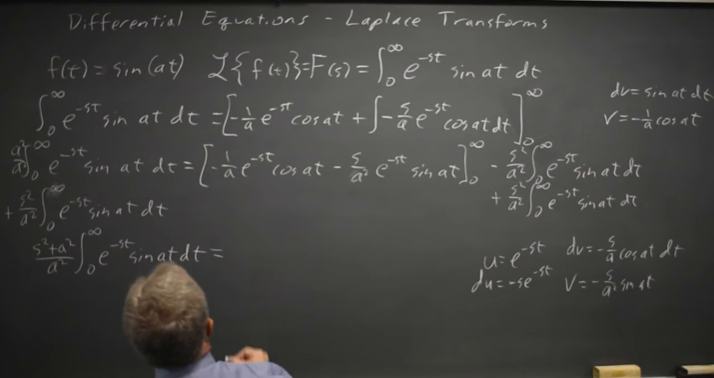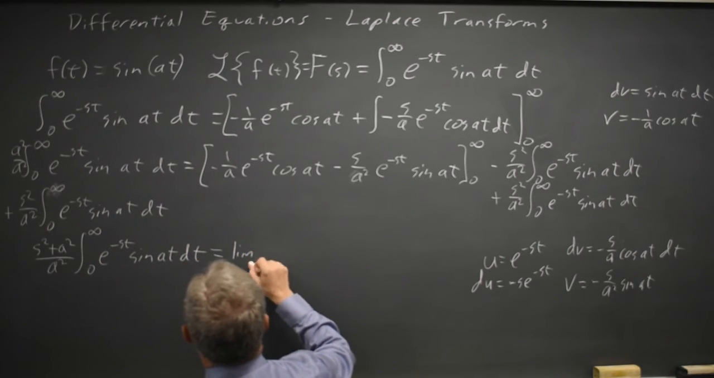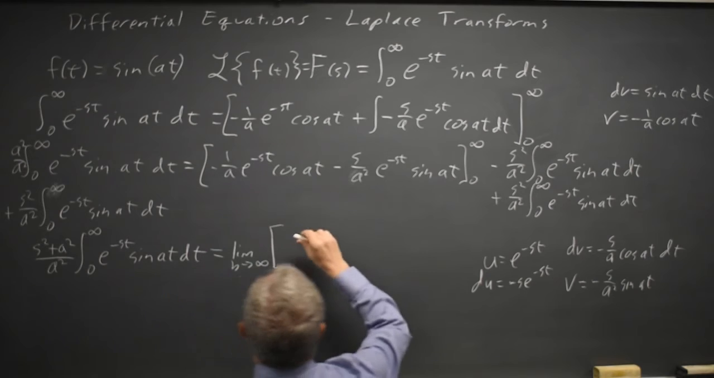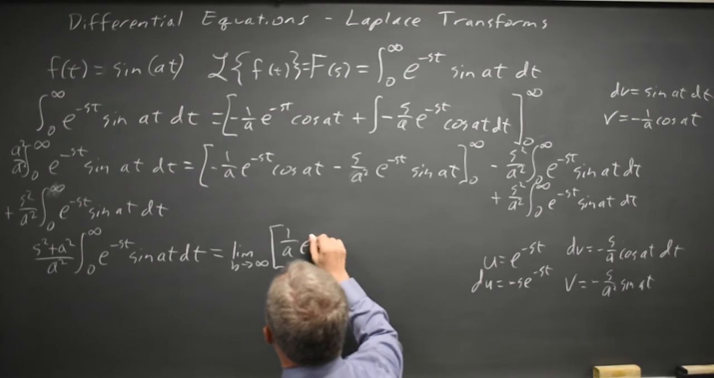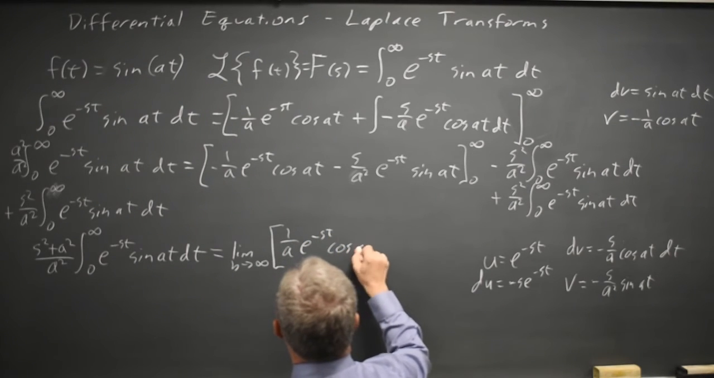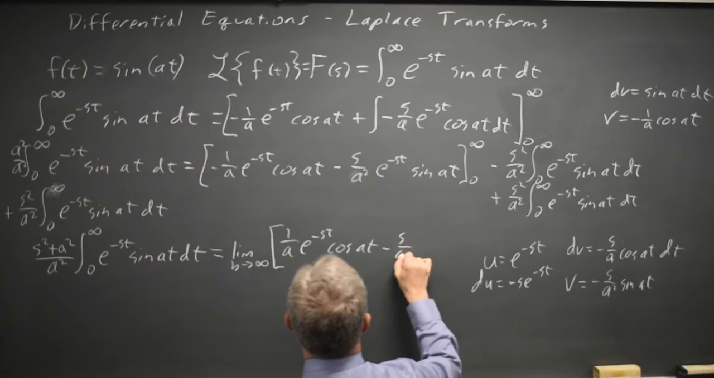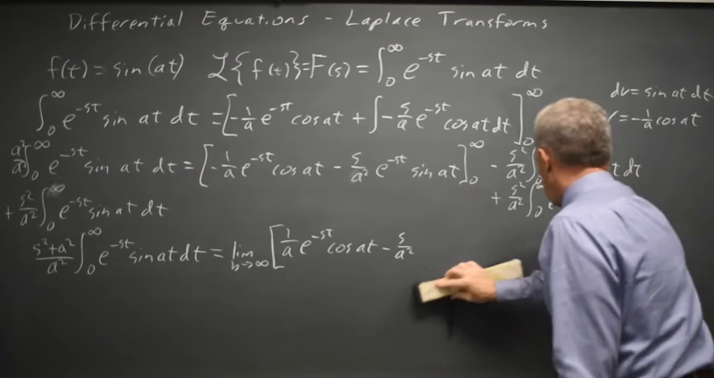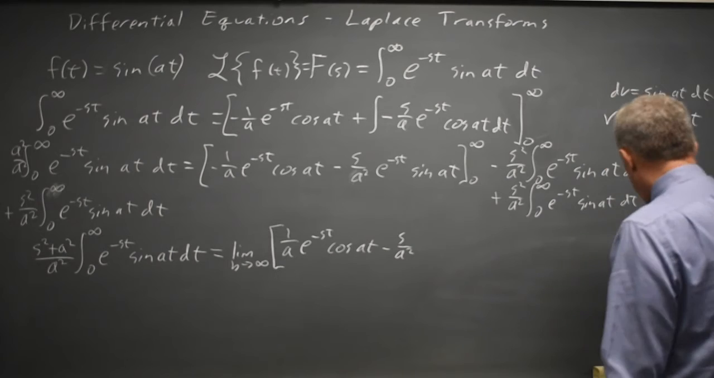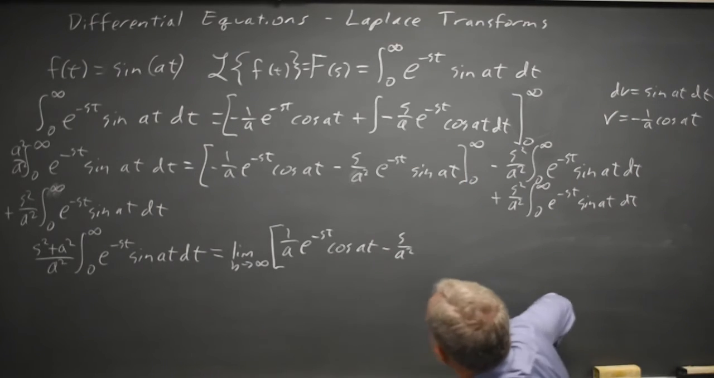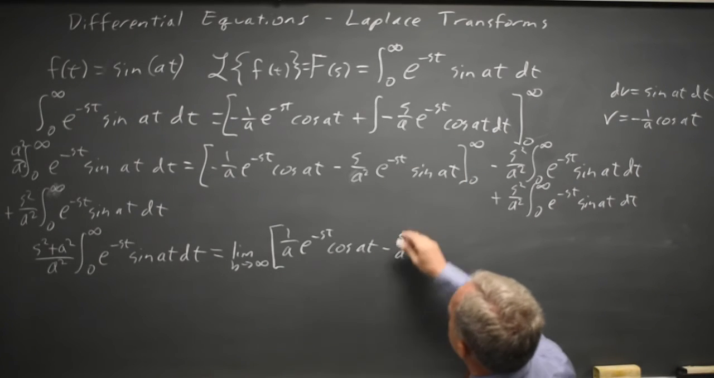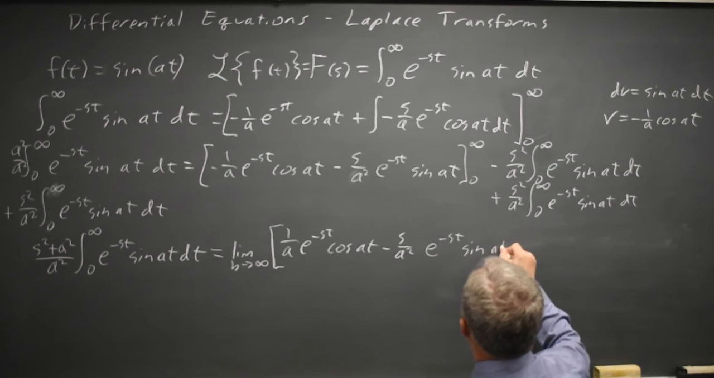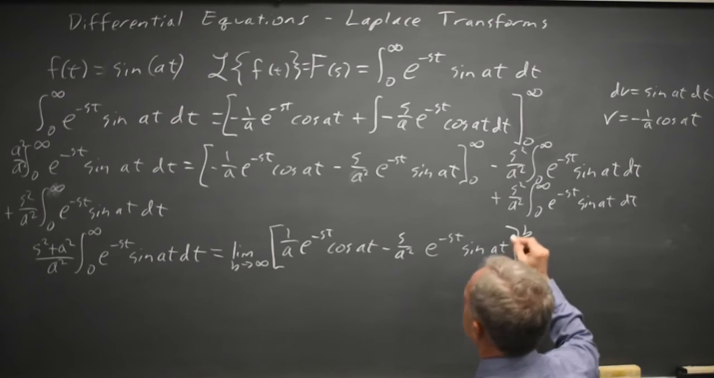equals limit as b goes to infinity of this stuff. 1 over a e to the negative st cosine at minus s over a squared. I'm going to erase my scratch work for integration by parts. Plus s squared over a squared e to the negative st sine at from 0 to b as b goes to infinity.